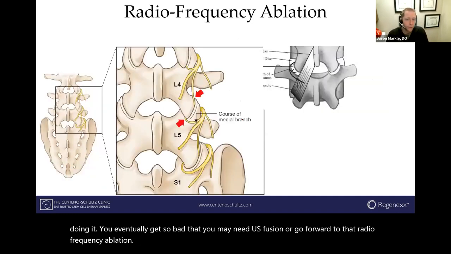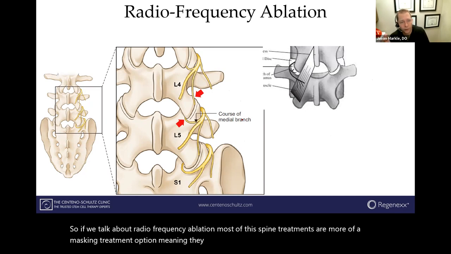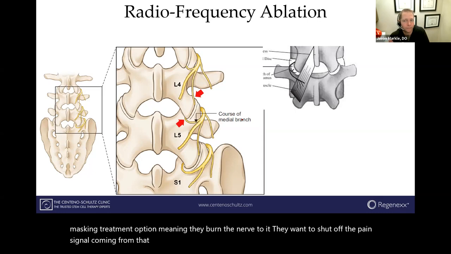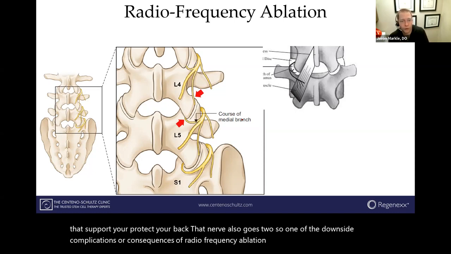So if we talk about radiofrequency ablation, most of the spine treatments are more of a masking treatment option, meaning they burn the nerve to it. They want to shut off the pain signal coming from that joint. And the problem with that is you've got some overlying muscles that support and protect your back that the nerve also goes to. So one of the downside complications or consequences of a radiofrequency ablation is burning the nerve to some of those core low back muscles called your multifidi.